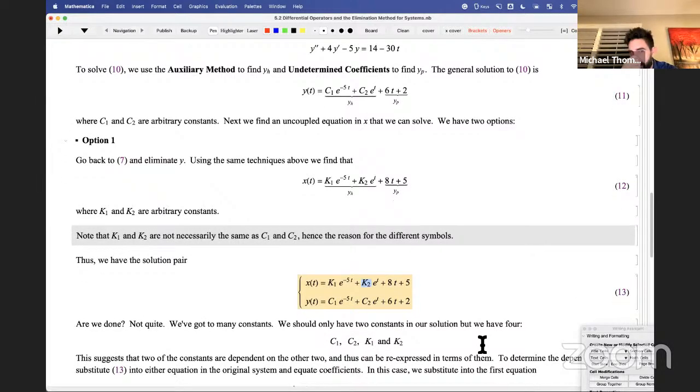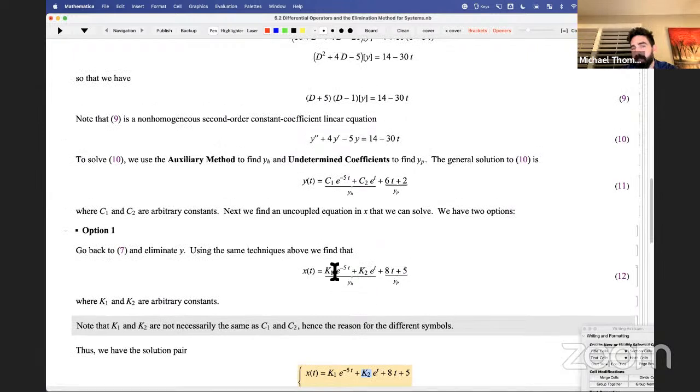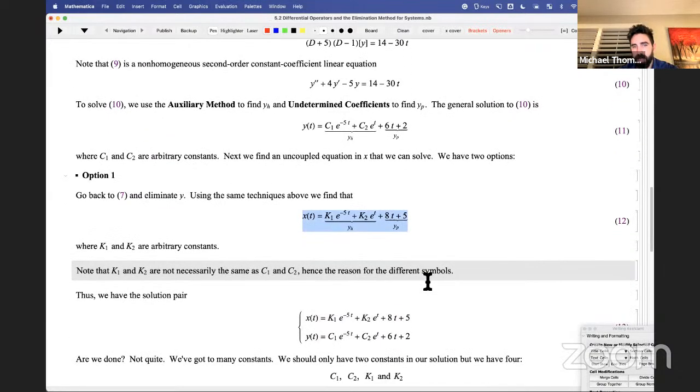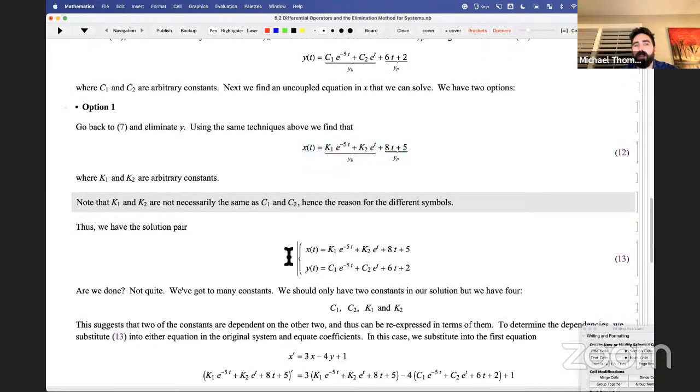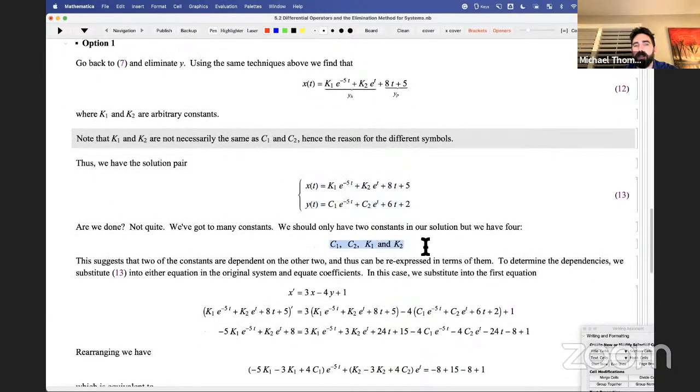Also be careful. Don't write a C1 and C2 there, because you've already used up the C1 and C2 when we found our solution for Y. So they truly are different constants. Okay, so we've got our solution pair. We've got too many constants, so we need to find the dependencies. I need to figure out how 2 of them depend on the other 2.